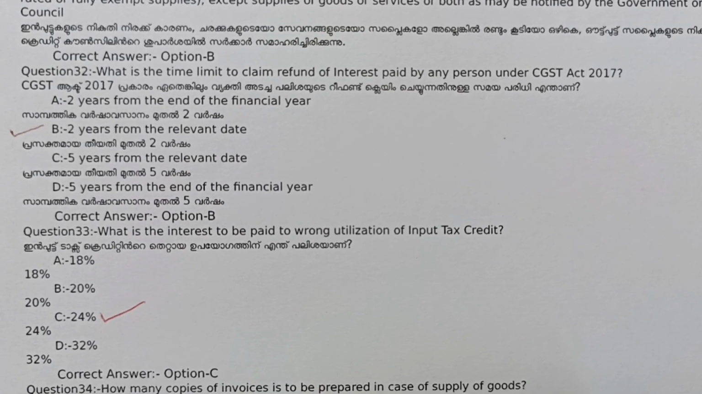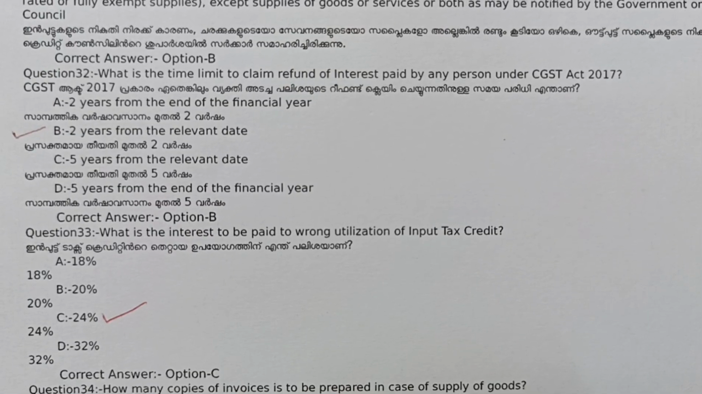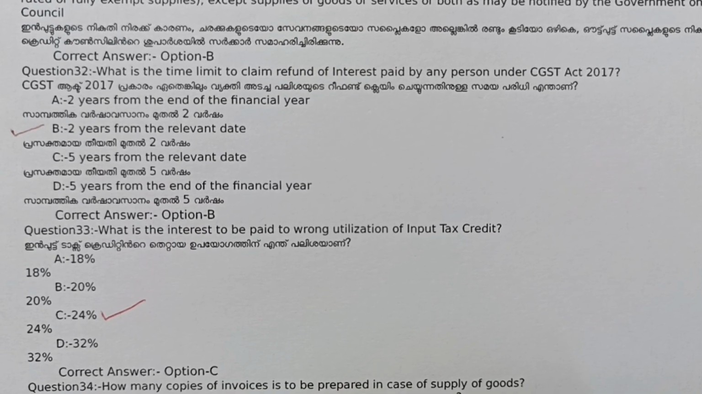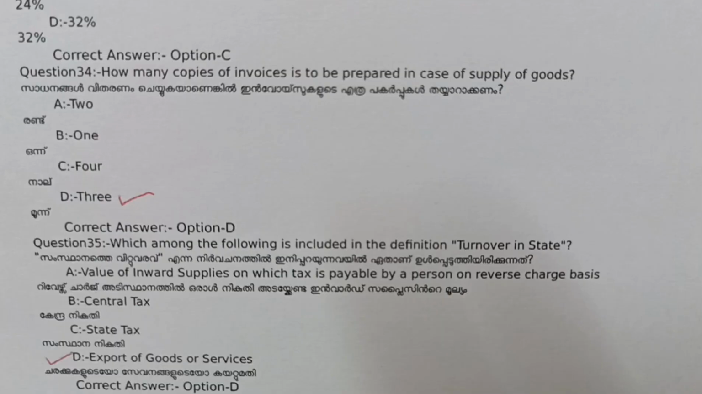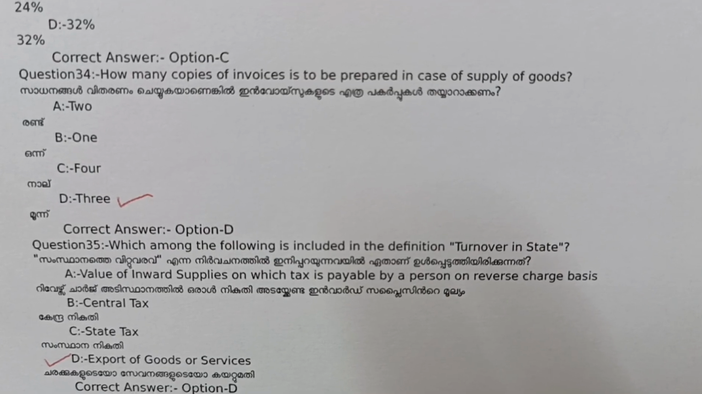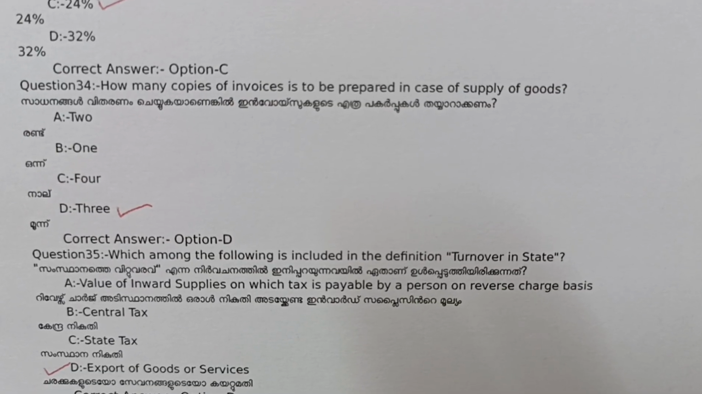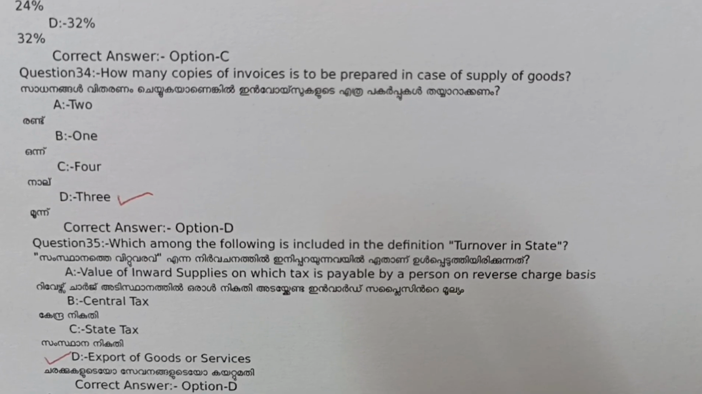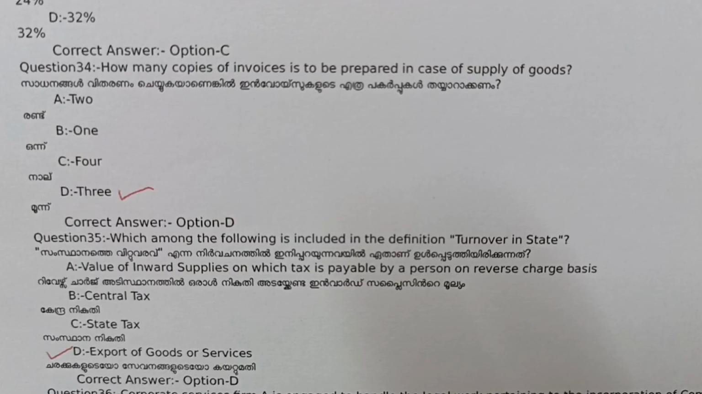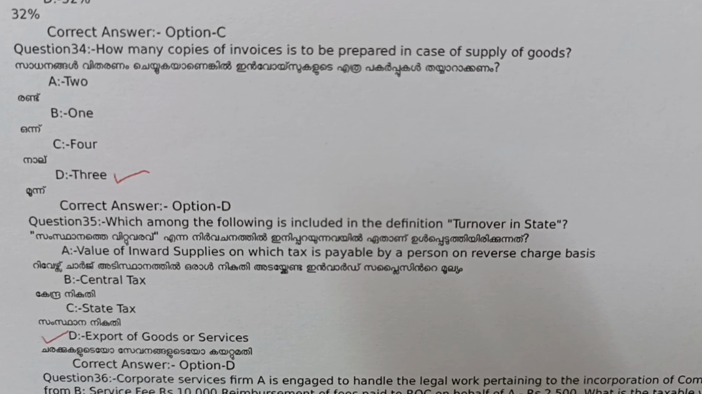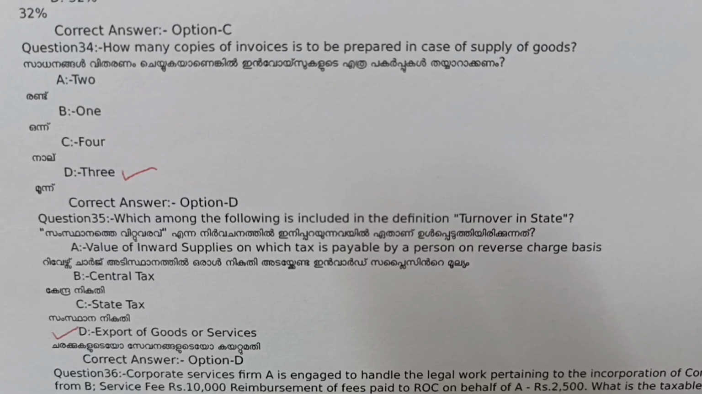Question number 33. What is the interest to be paid for wrong utilization of input tax credit? Answer, 24%. Question number 34. How many copies of invoice are to be prepared in case of supply of goods? Answer, 3. Question number 35. Which among the following is included in the definition of turnover in state? Answer, export of goods or services.